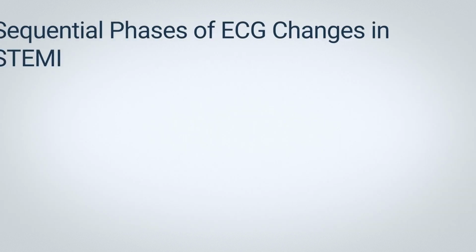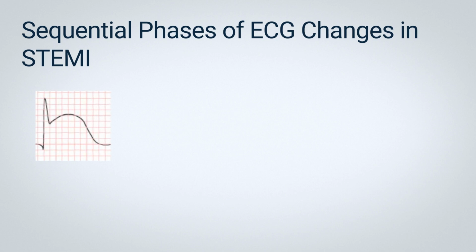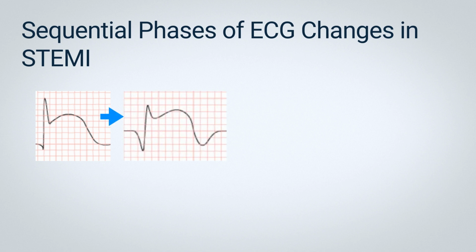Now that we understand the basics of ST segment elevation, transmural ischemia, and acute myocardial infarction, let's explore the sequential phases of ECG changes that occur in STEMI. There are two main phases. The acute phase is characterized by the appearance of ST segment elevations and sometimes tall positive or hyperacute T waves in multiple leads, typically two or more. This phase is referred to as STEMI.